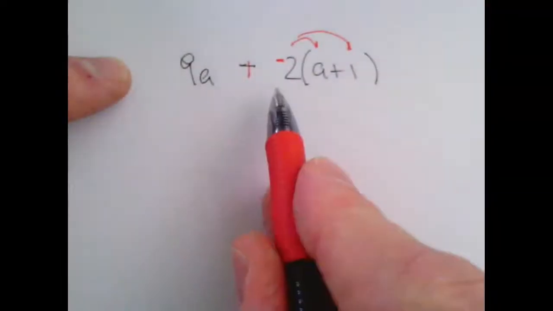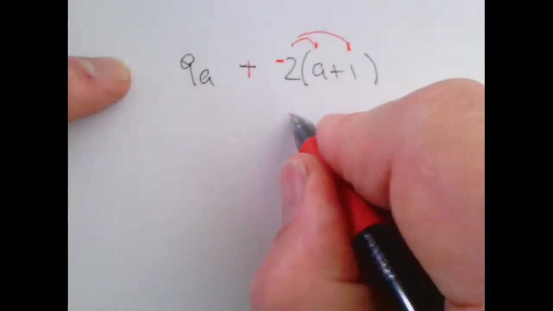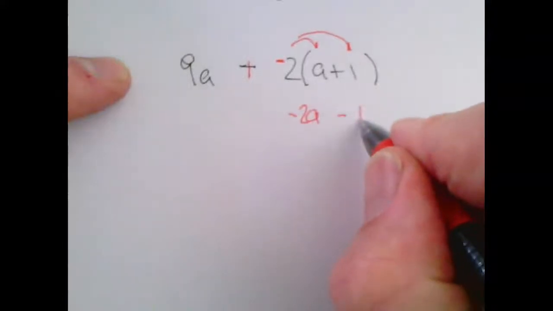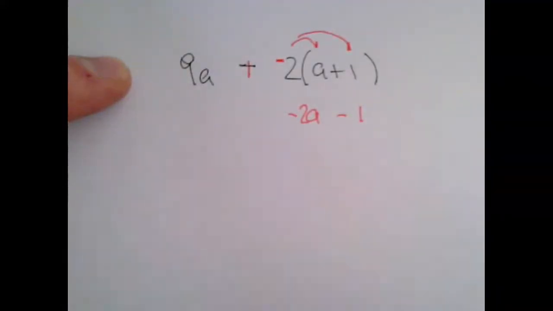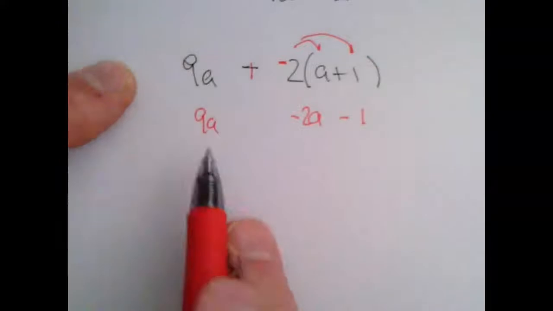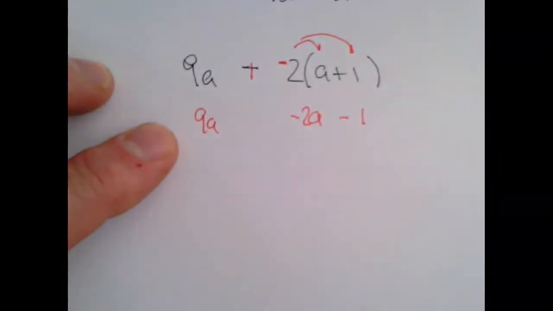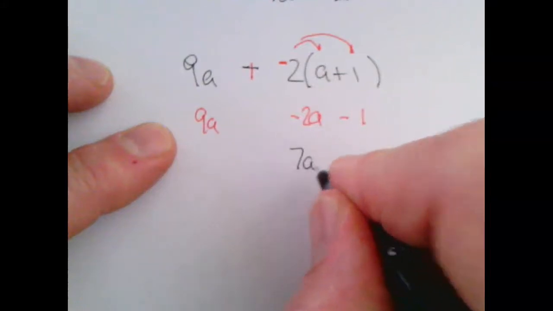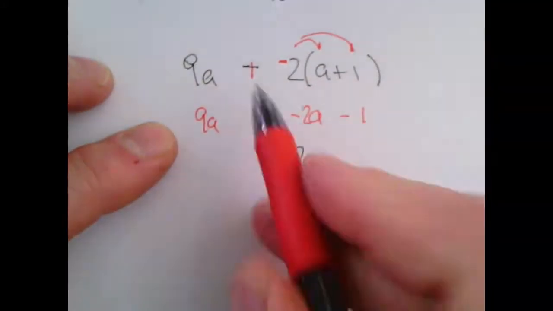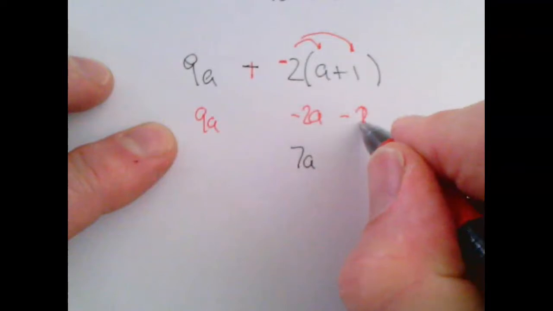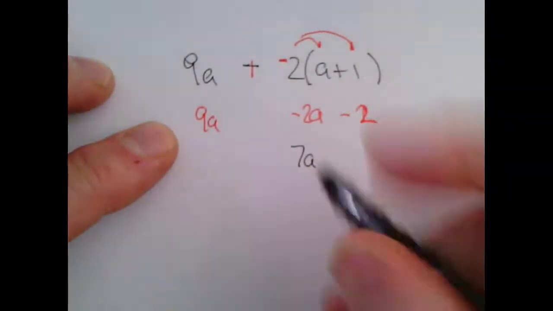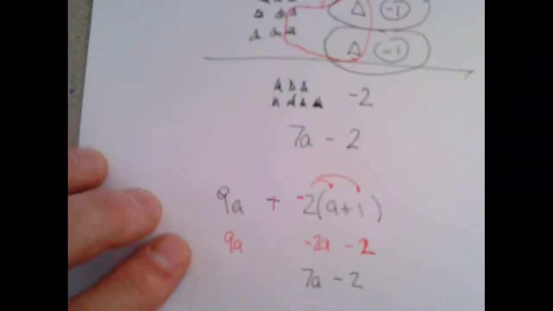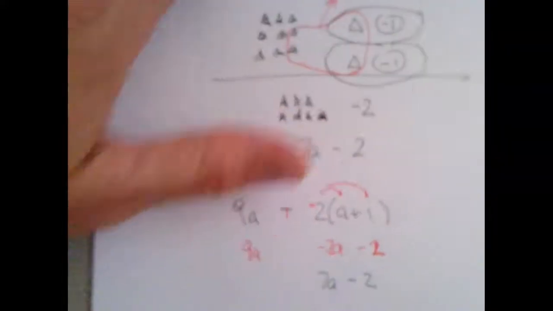So if we're just multiplying, this negative 2 times a becomes negative 2a, and negative 2 times 1 becomes negative 1. And so we see we get the same answer, and over here I've got my 9a. 9a minus 2a equals 7a. Oh, I made that mistake. Negative 2 times 1 is negative 2. Did you catch that when I did it? Sorry about that. And so we have our final answer of 7a minus 2. Same as we had before, right? These are 2 different ways to look at it.